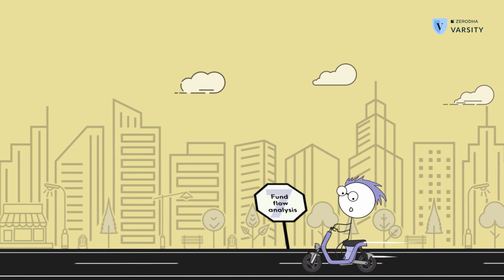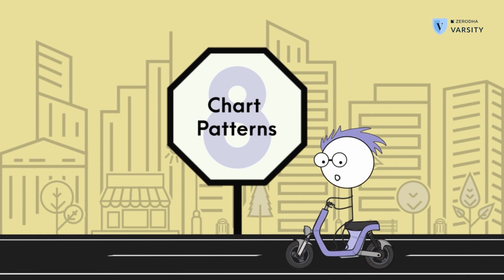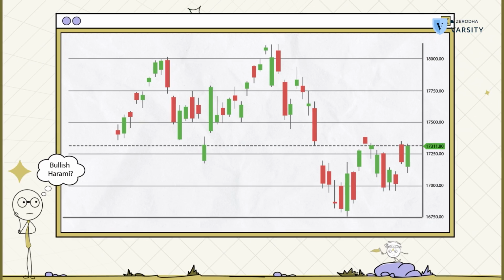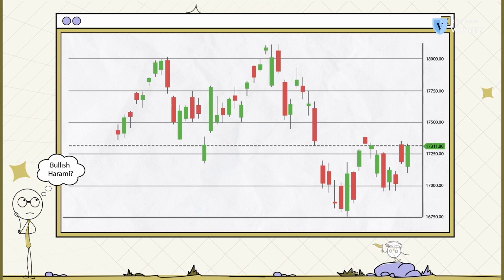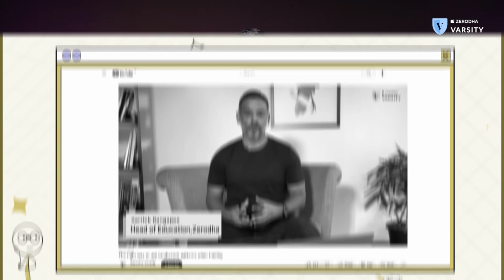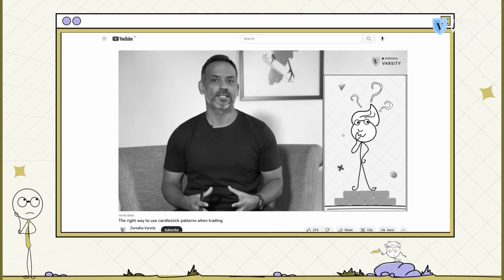One last data point to check: the chart patterns. I'm not sure if I can categorize the last few candles into any recognizable candlestick pattern, and that's absolutely okay. It is not always necessary to find a recognizable candlestick pattern. You just have to get the price action right. I've done a video on how to use the candlestick patterns the correct way. I would suggest you watch through that once.